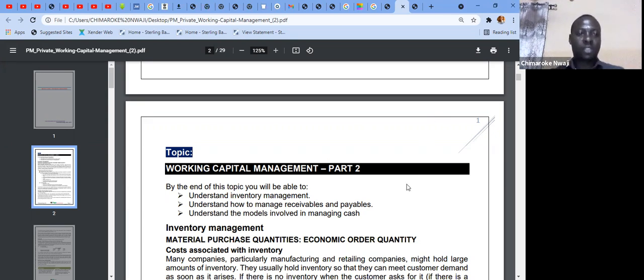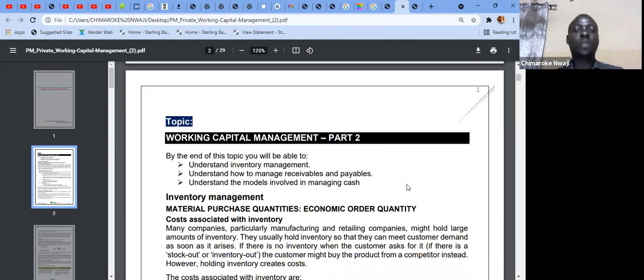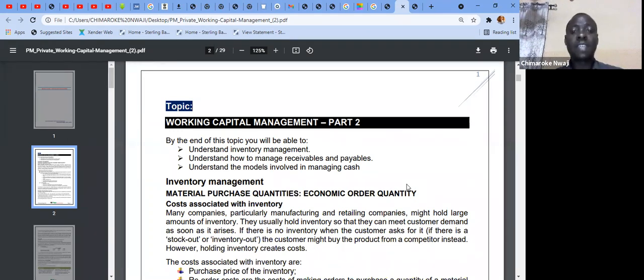Now let's look at part 2 of our working capital management. At the end of this topic, you will understand inventory management. Then you will understand how to manage receivables and payables. Then you will understand the models involved in managing cash.